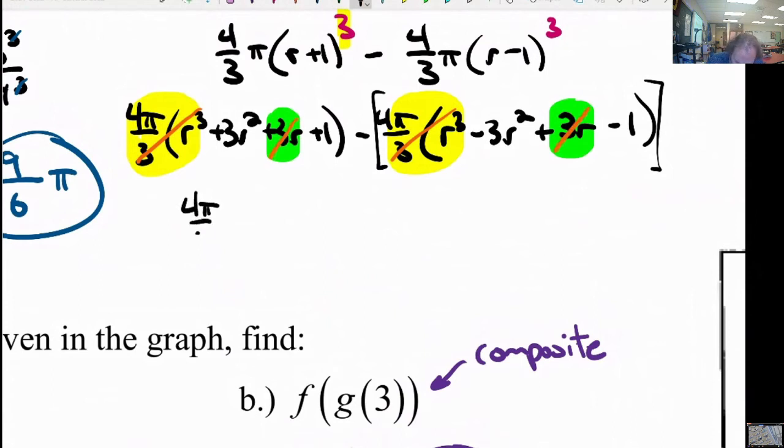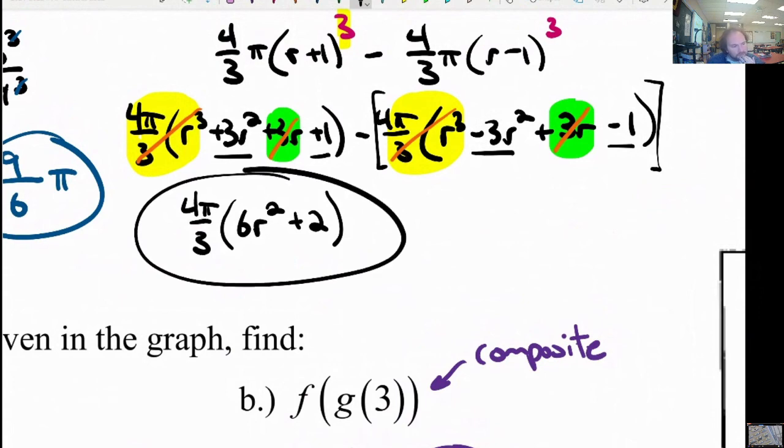I'm going to go ahead and keep it factored out. But we're going to have a 3R squared minus a negative 3R squared, and that's going to be a 6R squared. We're also going to have a 1 minus a negative 1, so that is going to be a plus 2. And that, I believe, is the answer that I got. That's the correct solution we're looking for in this problem.